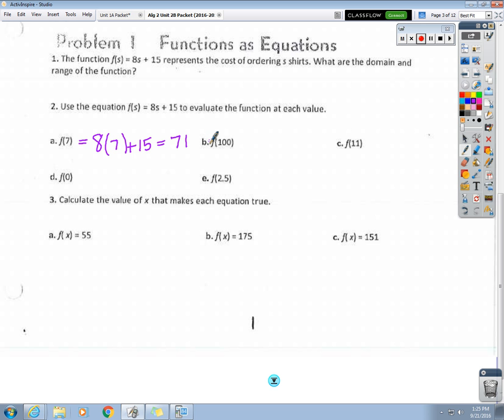B is f of 100. That means replace the s in this equation with a 100. So 8 times 100 plus 15 is 815. Okay, so C, we're replacing s this time with what? 11. And that becomes 88 plus 15, which is 103.